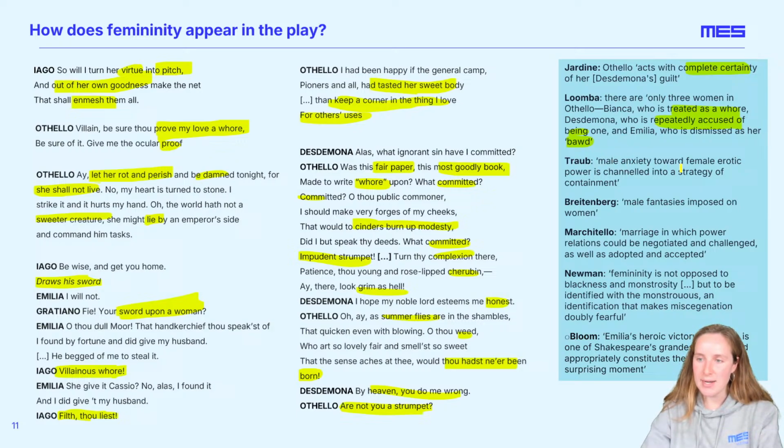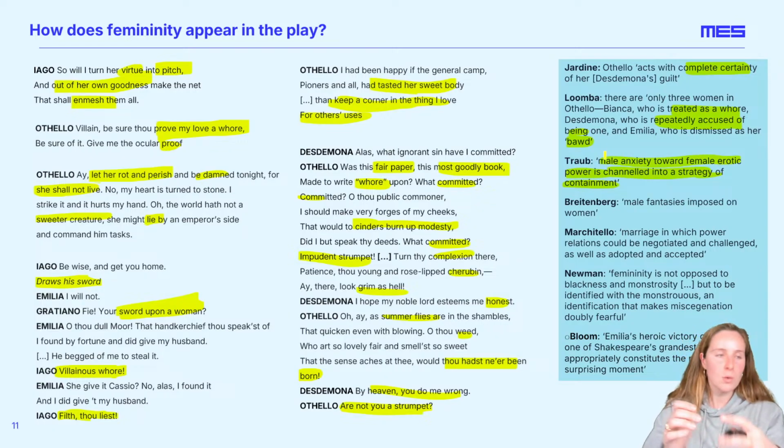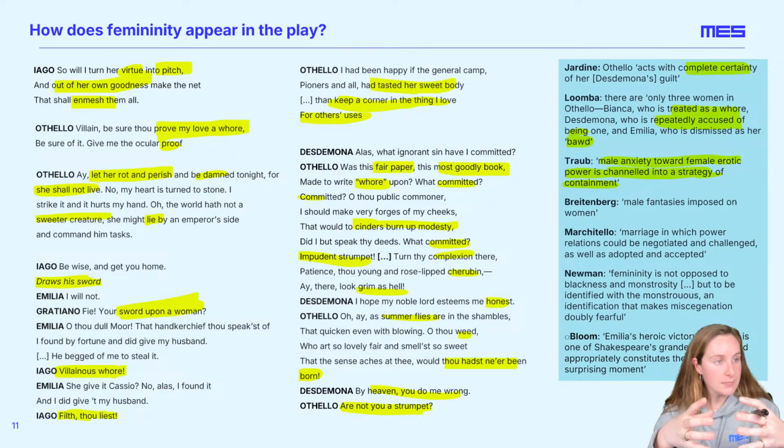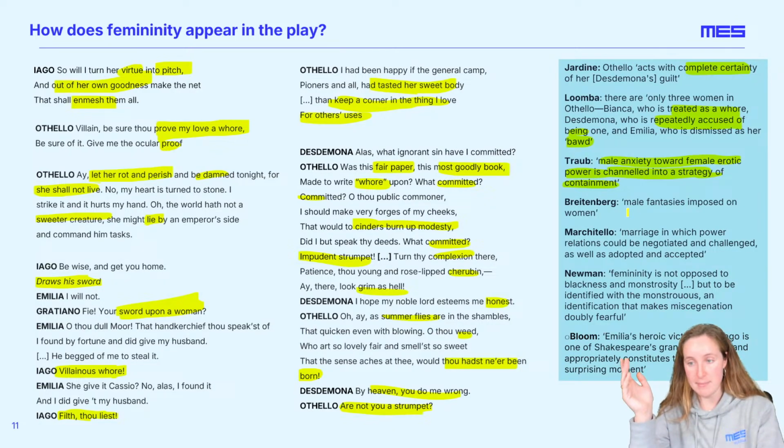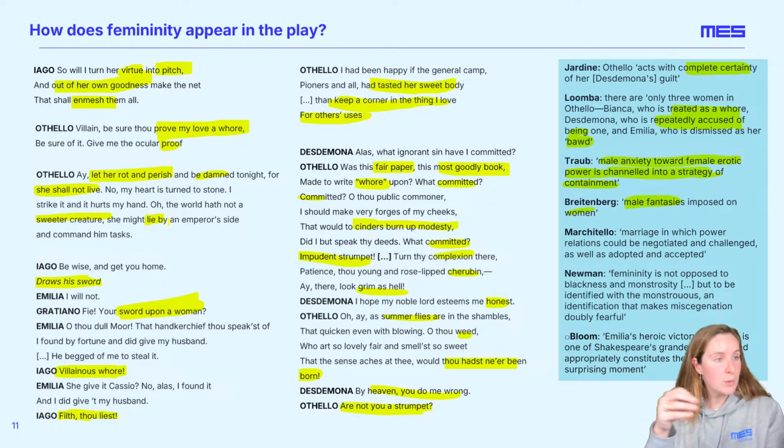Traub says male anxiety towards female erotic power is channeled into a strategy of containment, which means that men are so worried about women's sexuality that they try to contain and control it because they're afraid it will damage their reputation. Breitenberg says, again, male fantasies imposed on women. That's here, right? Not just the positives, but also this image of, oh, she's cheating on me, and this projection of their own insecurities onto these innocent women. Talking about it so badly, it makes you angry.